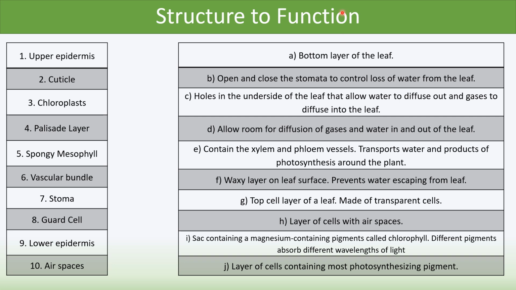So in just identifying the functions of the different areas, if we go through, we have the upper epidermis as a top layer of cells made of transparent cells to allow the light to get through. The cuticle is a waxy layer on the leaf surface, preventing water loss, and will be thicker in xerophytes. Chloroplasts are membrane sacs containing magnesium, which makes chlorophyll and absorbs wavelengths of light to do photosynthesis. The palisade layer is the layer containing most chloroplasts, and they're doing most photosynthesis.